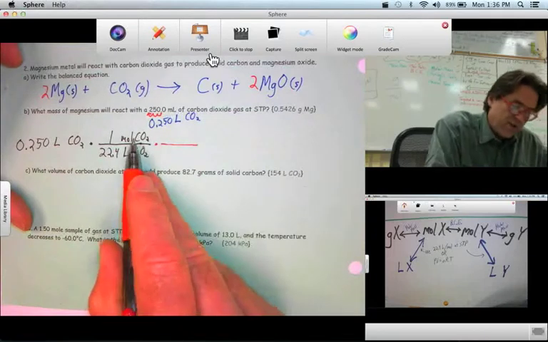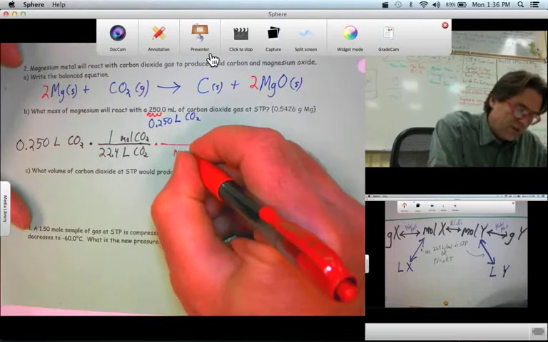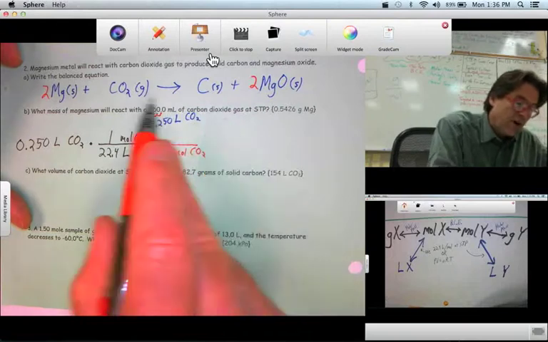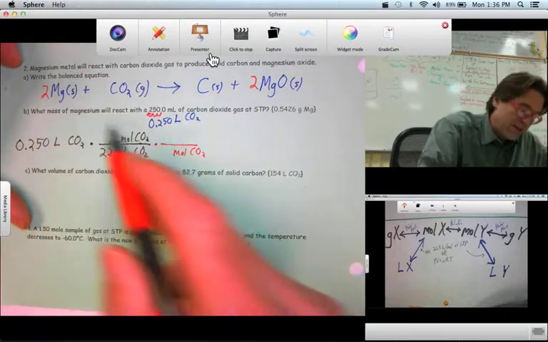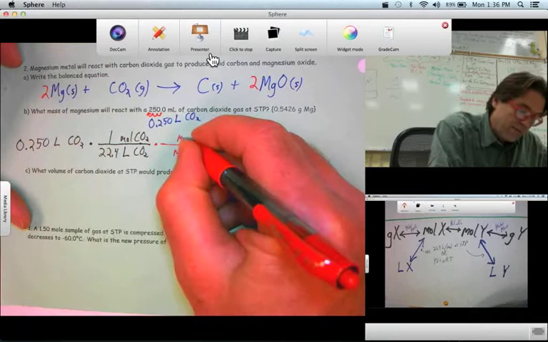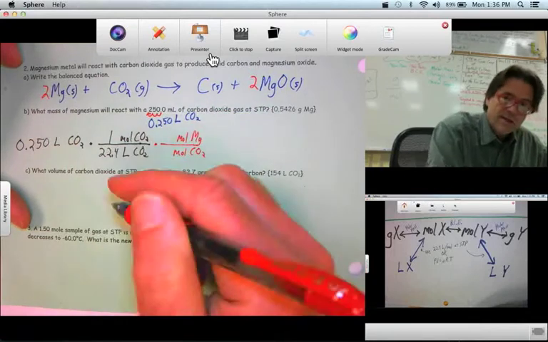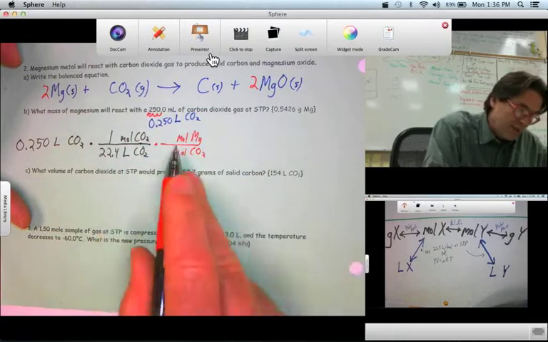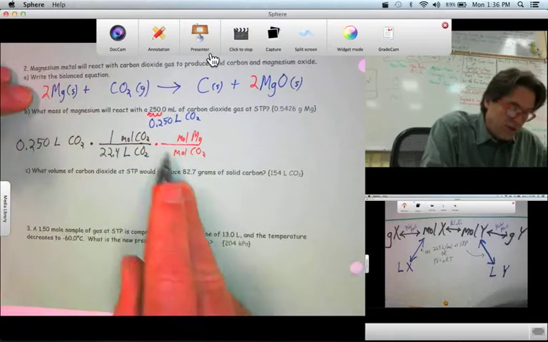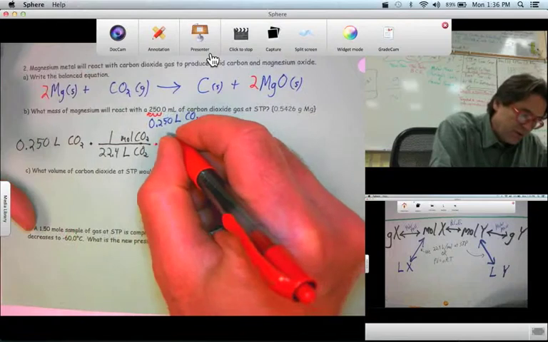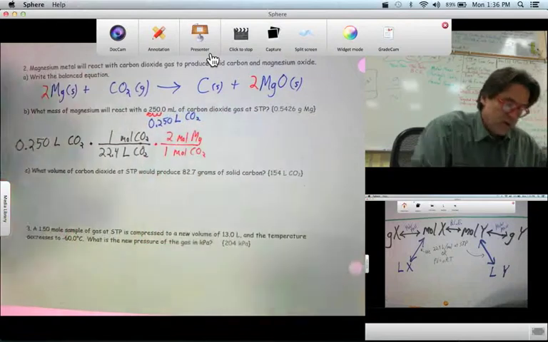We're going to get out of moles of CO2 and get into the moles of the substance we want to talk about, which is magnesium. What mass of magnesium? So we want moles of magnesium. And let's see, I see here 2 moles of magnesium react with 1 mole of CO2. So 2 to 1 ratio.